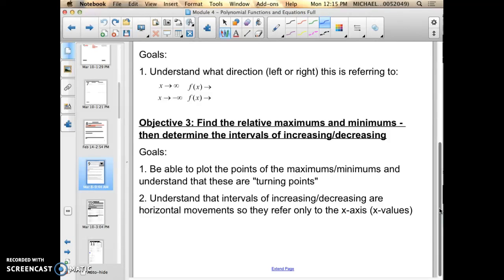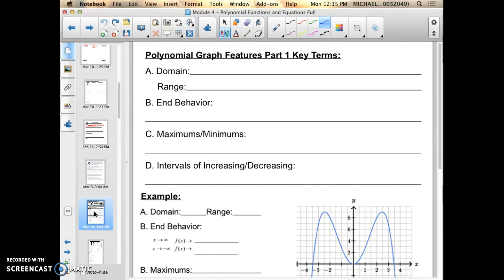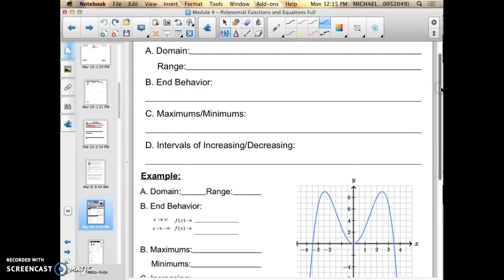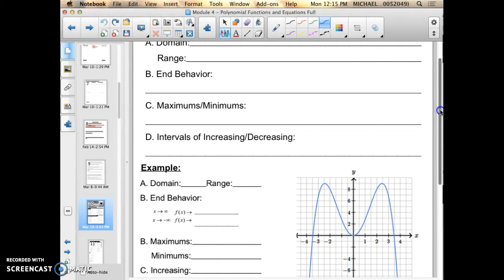Alright. Let's go through an example. So I already did A and B in a different video, so if you don't have that filled out on your page, please go back and watch that video. So I'm going to go through C and D, maximums and minimums, and then intervals of increasing and decreasing.